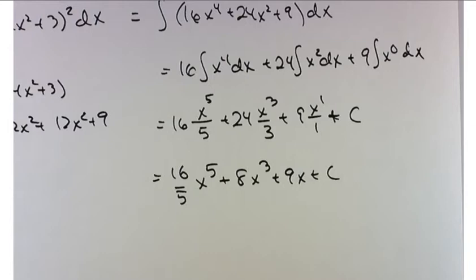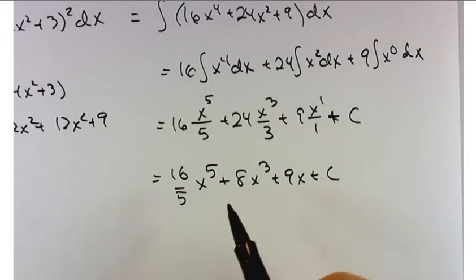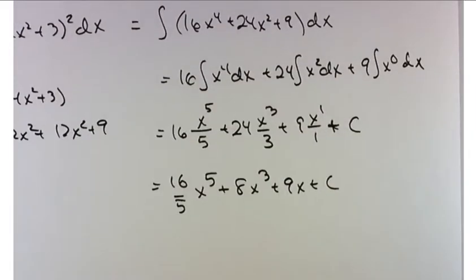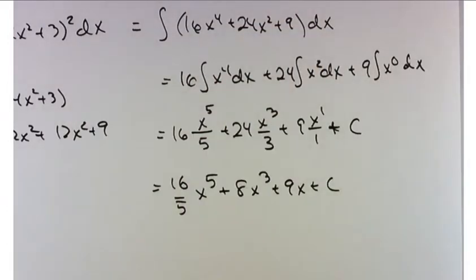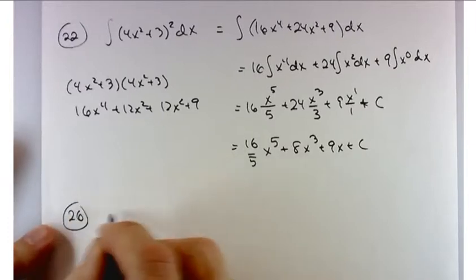Now, if I was really concerned about doing well on an exam, and I wanted to know that I got this right, how could I check it? Yeah, if you differentiate this, you should get back to where we started, which was this, which factors into (4x squared plus 3) quantity squared. So you can and should maybe check these. Let's keep going with problem number 26. Unless there's some questions on problem 22 here. All right, so problem 26.